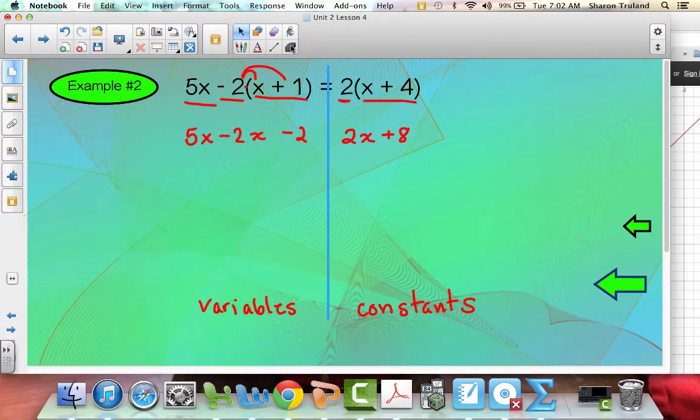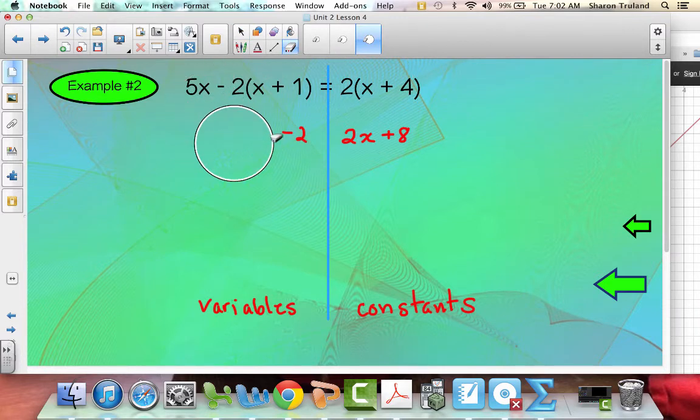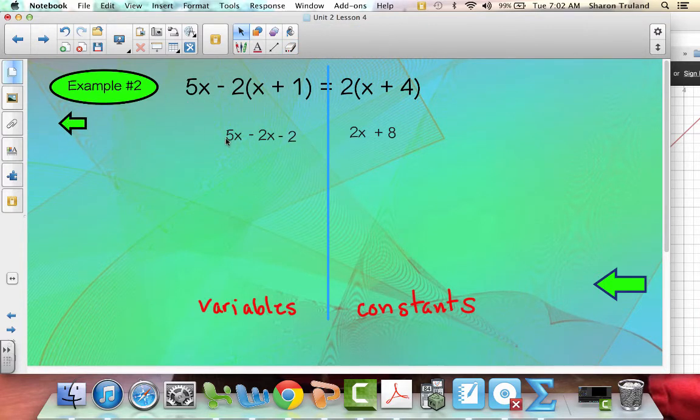I am going to clean this up for you so that everybody can move individually. 5x is a variable. Congratulations, you get to stay on the left side. -2x is a variable. Congratulations, you get to stay on the left side. -2, you're not a variable, you're a constant. So you have to do an inverse operation and move to the other side. So that -2 is going to come over here as a +2.